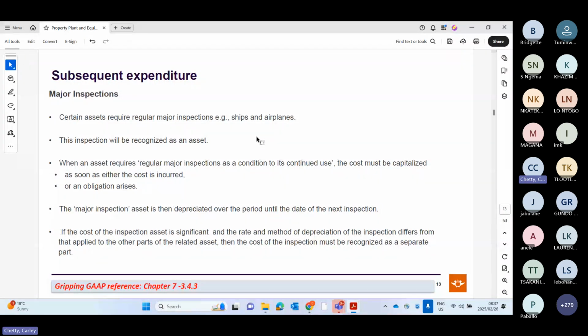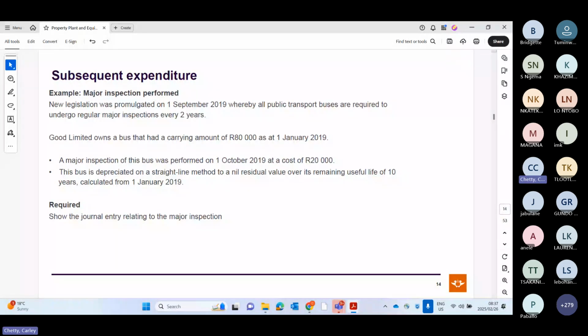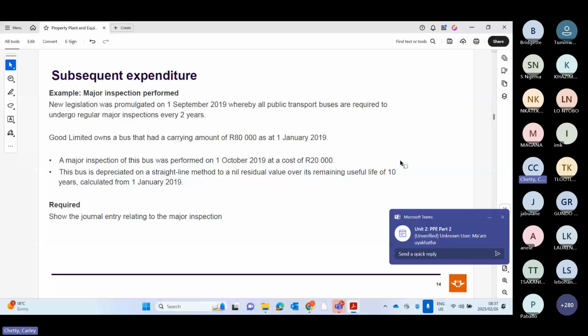So here we have new legislation that was promulgated on 1st September 2019, whereby all public transport buses are required to undergo regular major inspections every 2 years. Good Limited owns a bus that had a carrying amount of 80,000 as at 1 January 2019. A major inspection of this bus was performed on 1 October 2019 at a cost of 20,000.